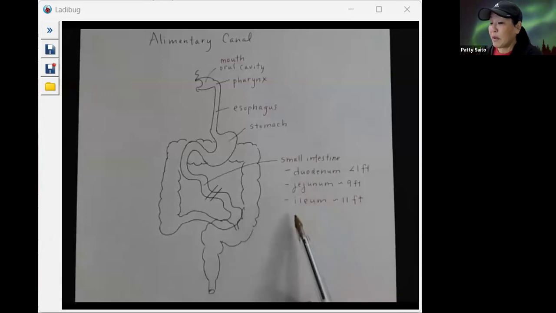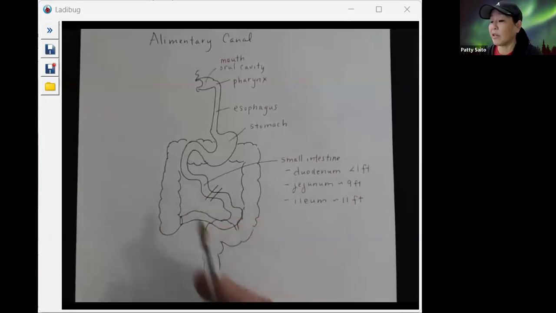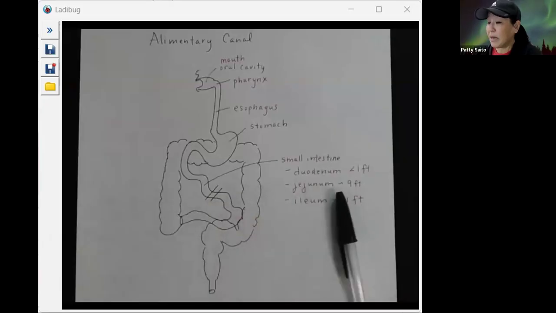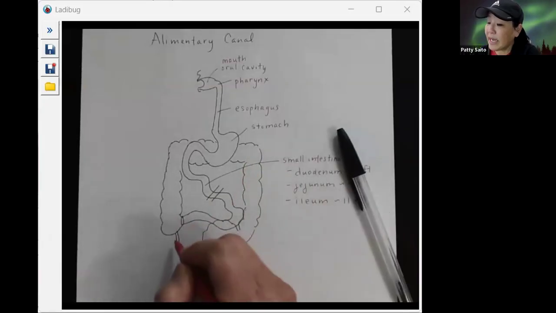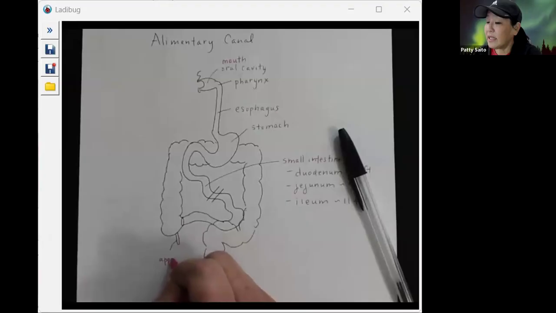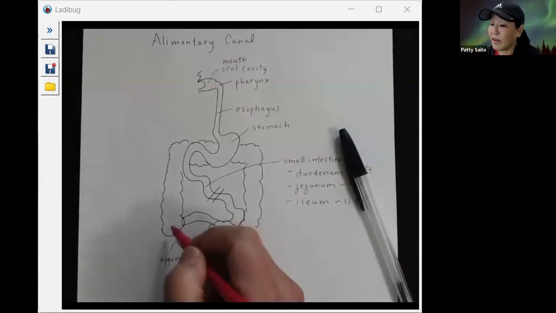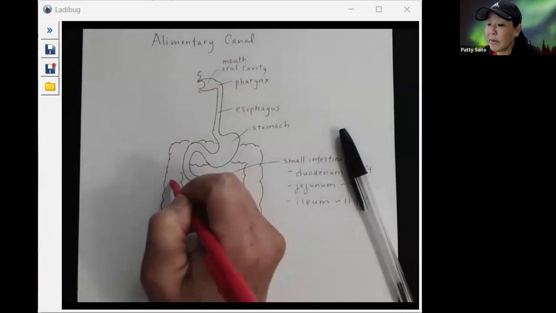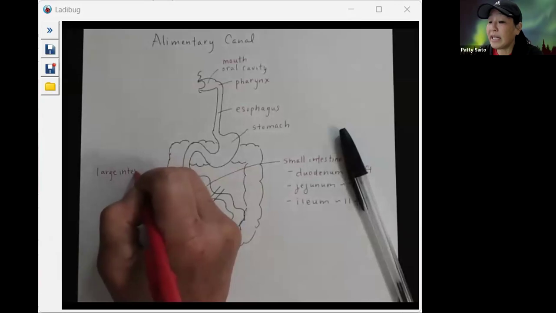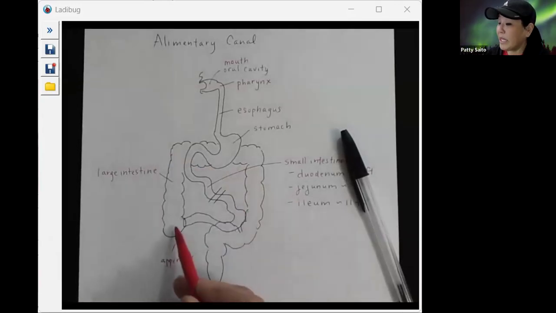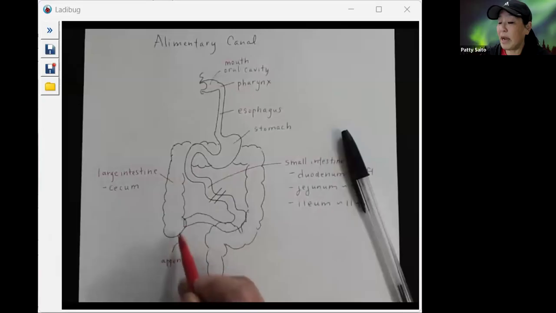So those are the three parts of the small intestine. Then we come to this junction here, a junction between the small and the large intestine. The large intestine is made up of different parts. Okay. Oh, I'm going to add here. So this is the appendix. The appendix hangs off of the beginning of the large intestine. The beginning of the large intestine is called the cecum. So here I'm going to say large intestine, but that is made up of different parts. And it begins here with the cecum, this blind-ended pouch.